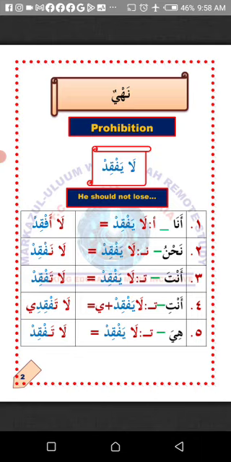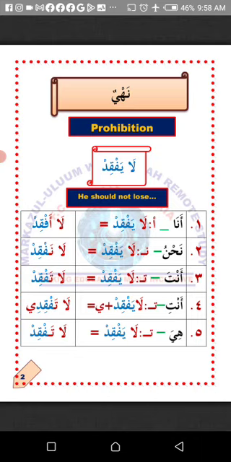Ithnan, number two. Nahanu, we. So how do we change the verb la yafkid to suit nahanu? All you need to do is to detach ya'un and attach nunun. So the verb la yafkid will now become la nafkid, which means we should not lose. Thalatha, number three. Anta, you, representing a single male person. So how do we change the verb la yafkid to suit anta? All you need to do is to detach ya'un and attach ta'un. So the verb la yafkid will now become la tafkid, which means you should not lose.